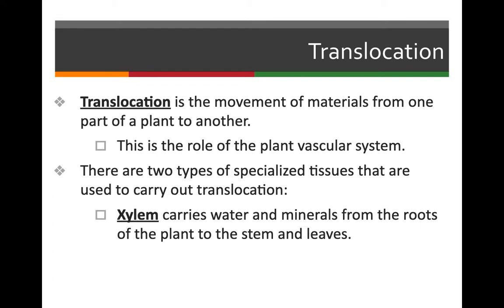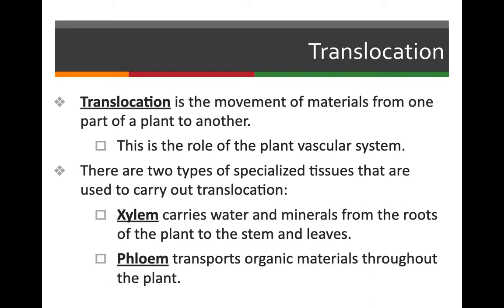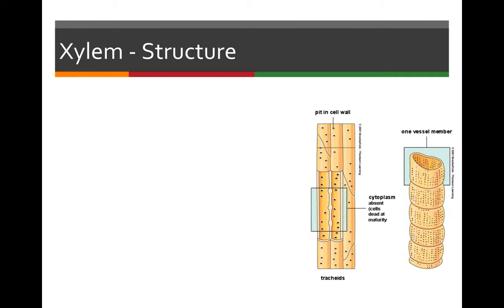So, the first is the xylem, which is going to carry water and minerals from the roots of the plant up to the stem and the leaves. So, it carries water and minerals in that one direction only, up the plant. Whereas phloem transports organic materials throughout the plant in whatever direction it needs. So let's first look at the xylem.